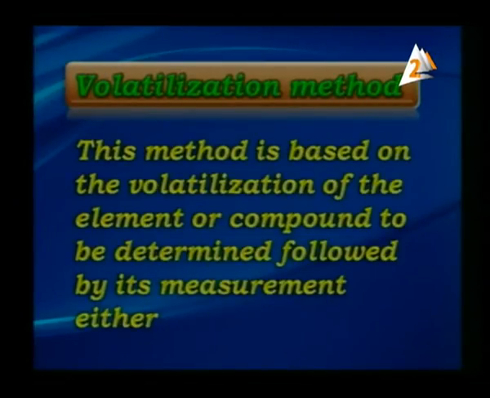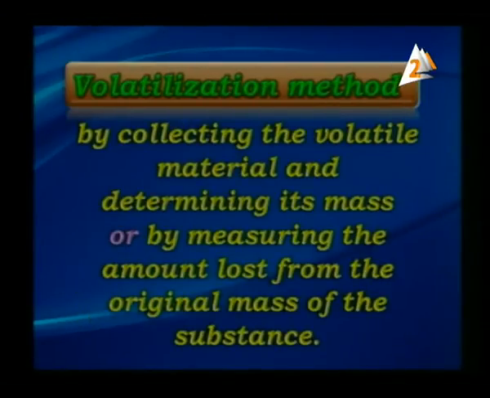Both of them are important. For the volatilization method, look at the first one. This method is based on the volatilization of the element or compound, to be determined, followed by measurement either by collecting the volatile material and determining its mass, or by measuring the amount lost from the original mass of the substance. This is the important definition for the volatilization method.